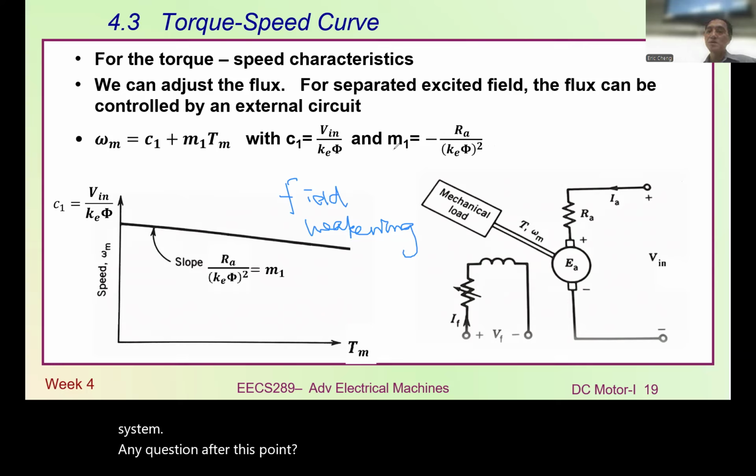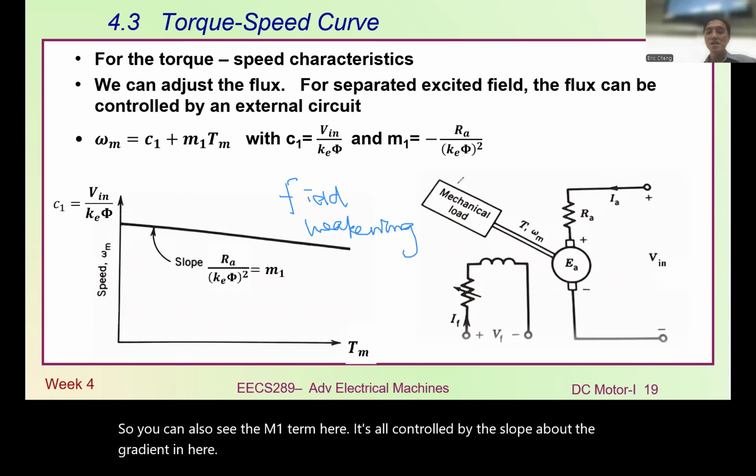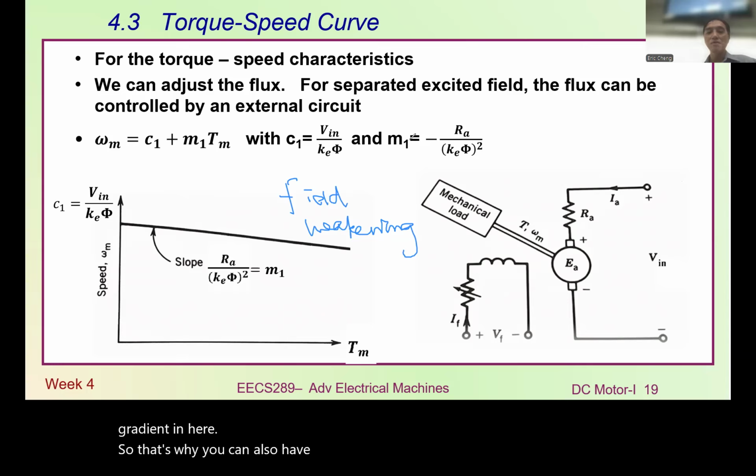So you can also see the M1 term here is all controlled by the slope, the gradient in here. So that's why you can also have a lot of issues. We can look into that. Anyway.